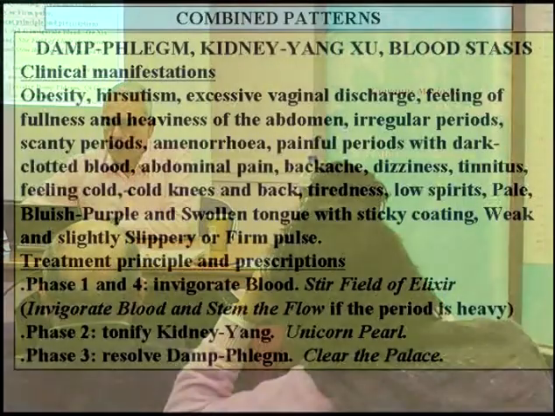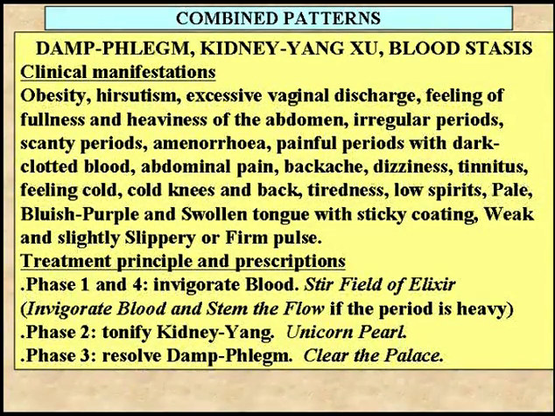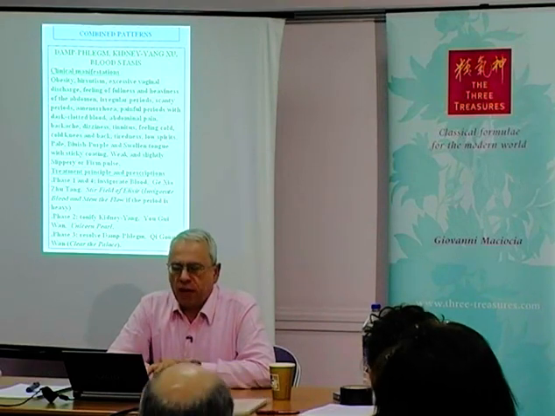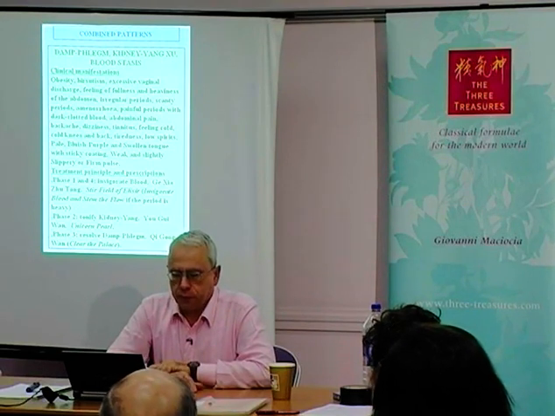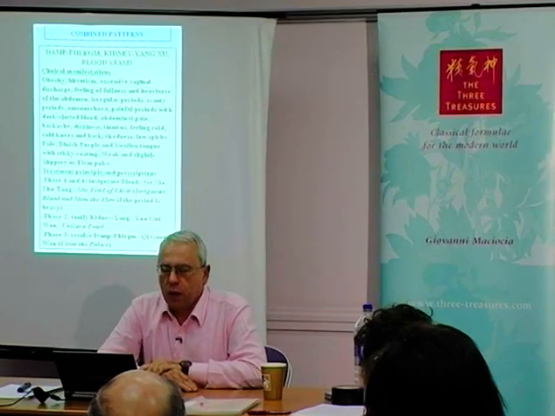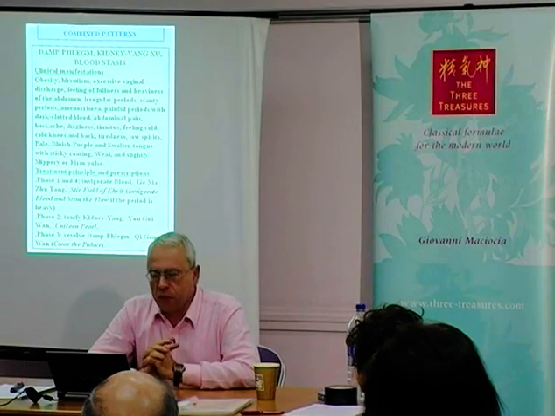So let's look at the common combination, this one. Damp phlegm, kidney yang xu, blood stasis. Phases 1 and 4, Stir Field of Elixir. Phase 2, Unicorn Pearl. And phase 3, Clear the Palace. This could be similar to what your patient has. There's more blood stasis than phlegm. Phases 1 and 4, Stir Field of Elixir, which should be okay to use because normally when these women have periods, they are scanty, not heavy. Phase 2, Unicorn Pearl. And phase 3, Clear the Palace.